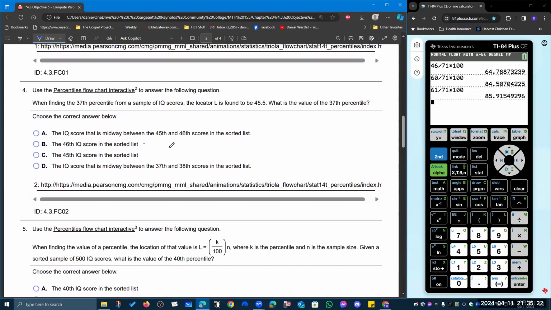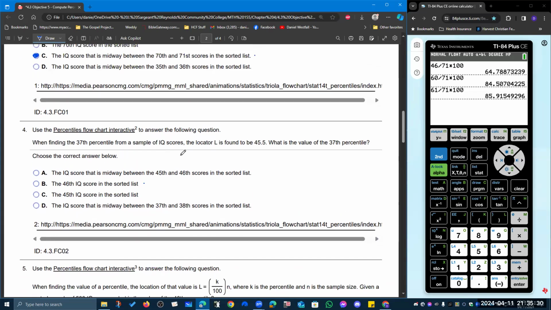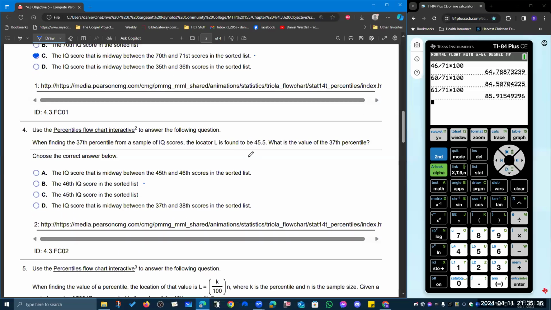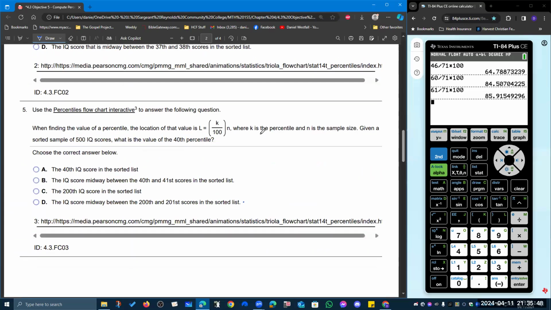Then using that same video there, when finding the 37th percentile from a sample of IQ scores, the locator L is found to be 45.5. What is the value of the 37th percentile? It's the 46th IQ score in the sorted list.